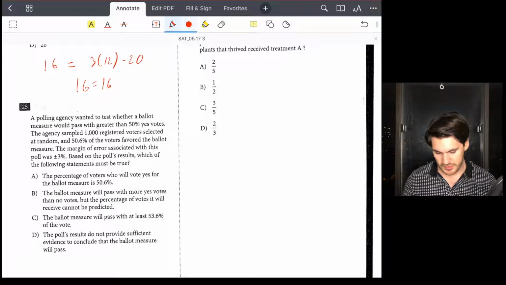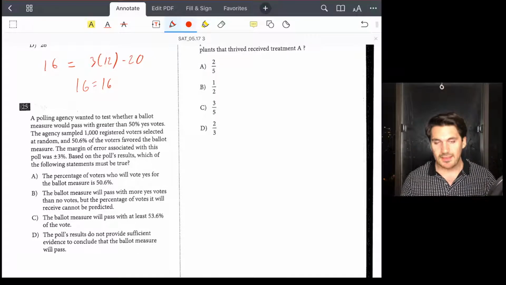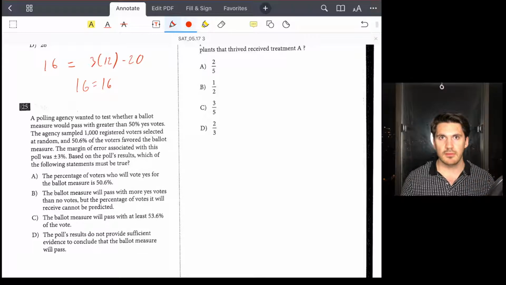25, a polling agency wants to test whether a ballot measure would pass with more than 50% yes votes. Okay, bunch of info. Based on the poll's results, which of the following statements must be true? The problem with A is that it says we don't know from the sample whether the actual results will represent the results of the poll, right? If that were true, Donald Trump wouldn't be our president right now. But he is, and one of the reasons was this. So answer choices that say this will guarantee an outcome are going to be incorrect.